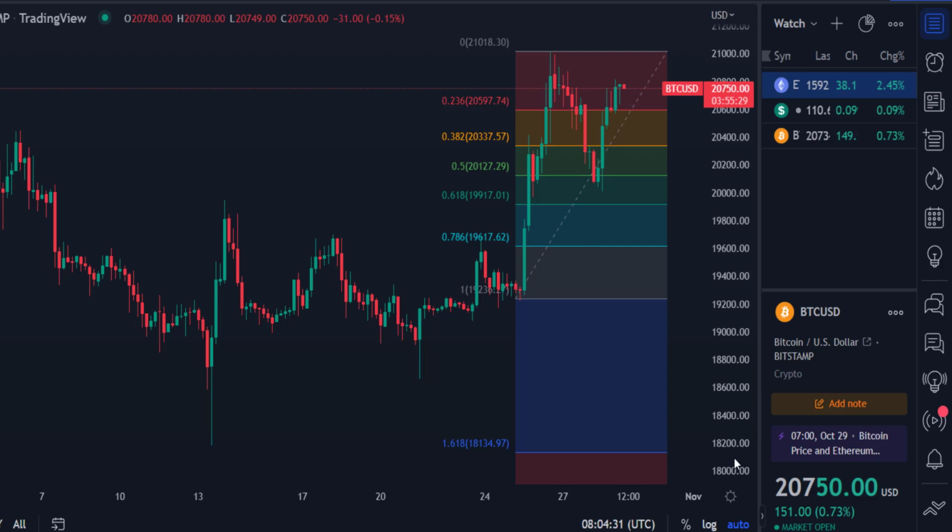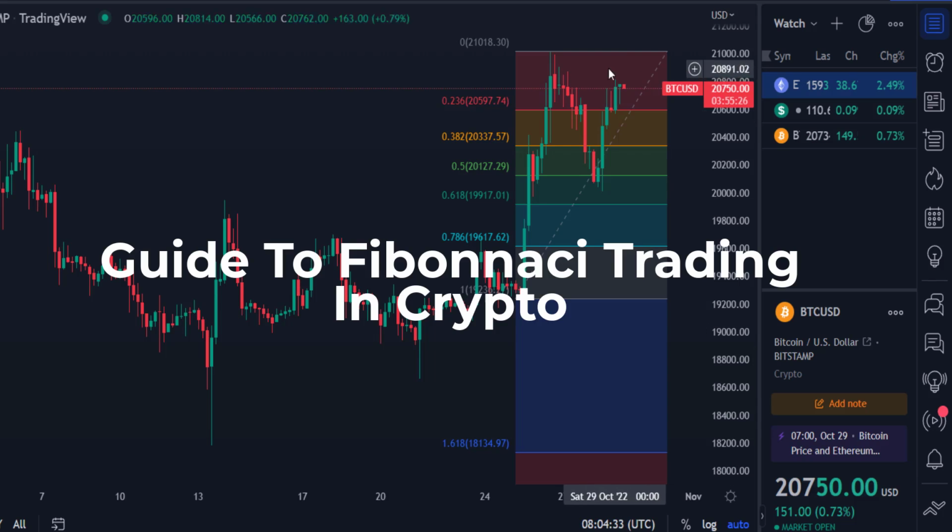This is a complete guide on how to use the Fibonacci tool in the crypto space and trade profitably.